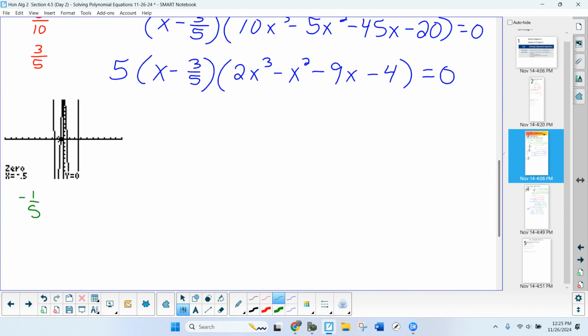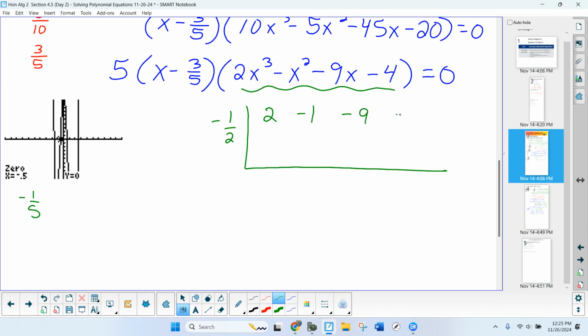Okay, so negative 1/2. That one might work. Now, here's the important part. You are trying to factor this. So those are the numbers you use. You don't go back to the very, very top or you're never going to get it fully factored. So you go back here. We've already pulled those things out. So what do I use here? 2, negative 1, negative 9, and negative 4.